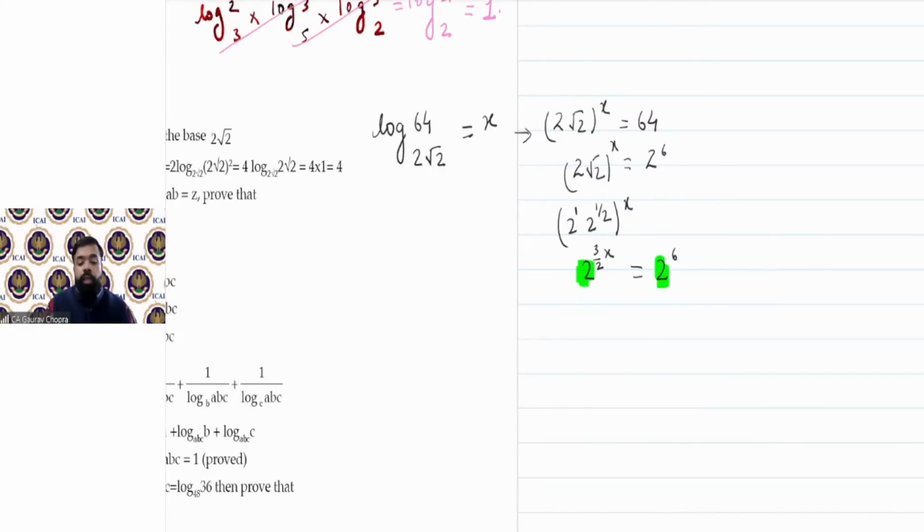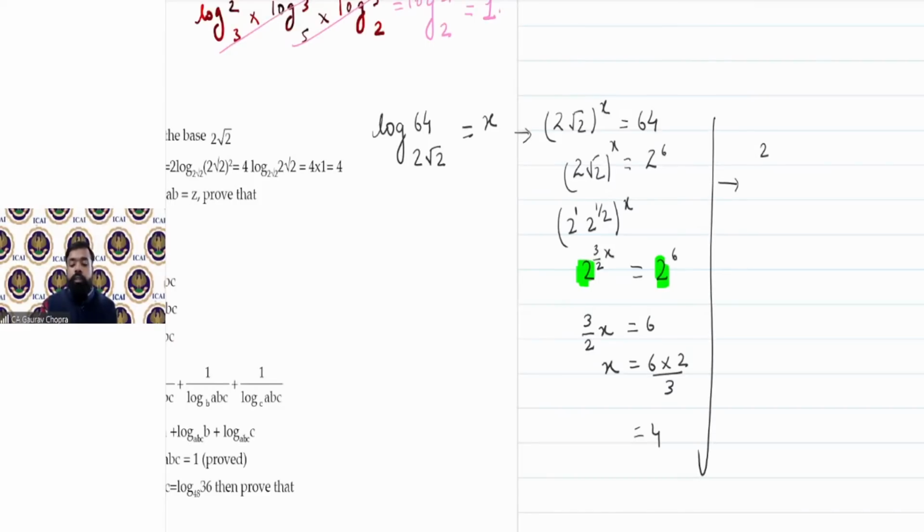If the base is the same, you can equate the power. So 3 by 2x is equal to 6. So the value of x will be 4. This is one way. If you want to do it another way, 2 root 2 to the power of x equal to, you can write this in the form of 2 root 2 to the power of 4. So x will be equal to 4.